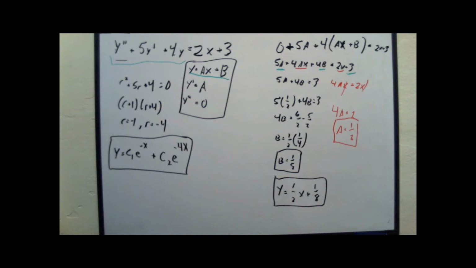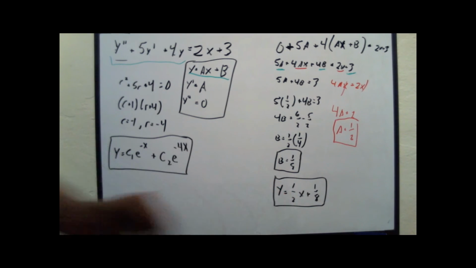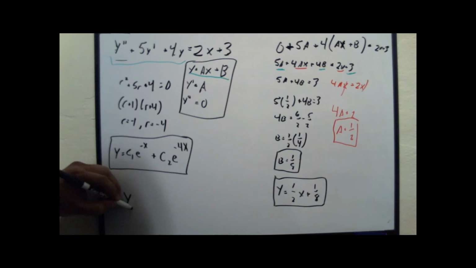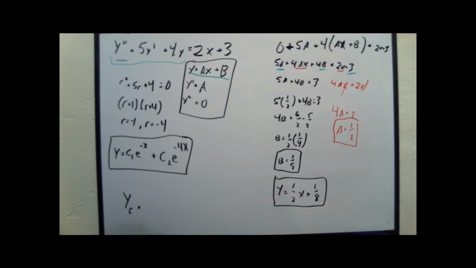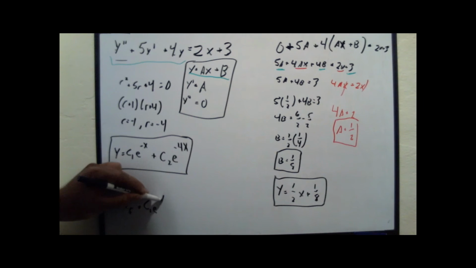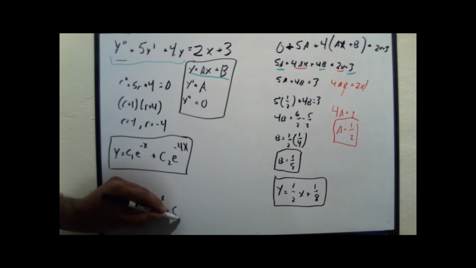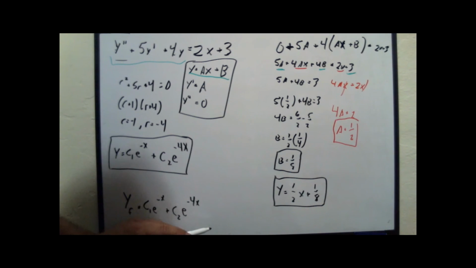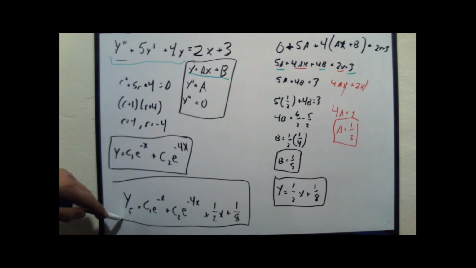So what's my final solution? I'm going to take this solution and this solution and add them together. So my y final, I'll write a little yf for final. Your professor probably is going to use different notation than me. C1e to the negative x plus C2e to the negative 4x, and then plus 1/2 x plus 1/8. And that is my final solution in a problem without initial conditions.